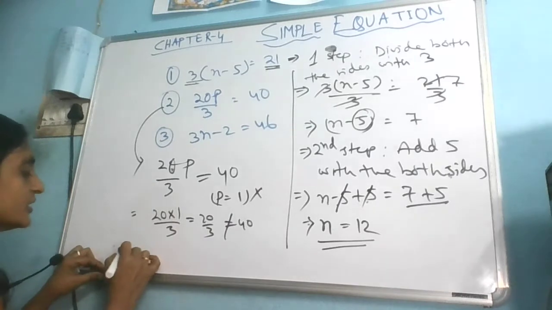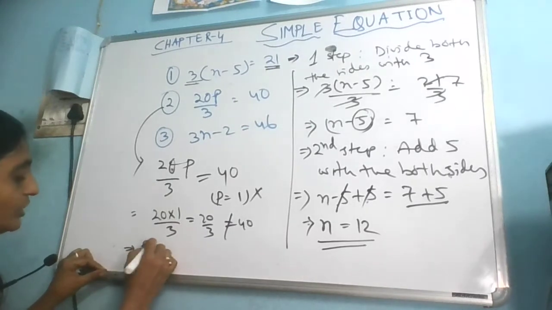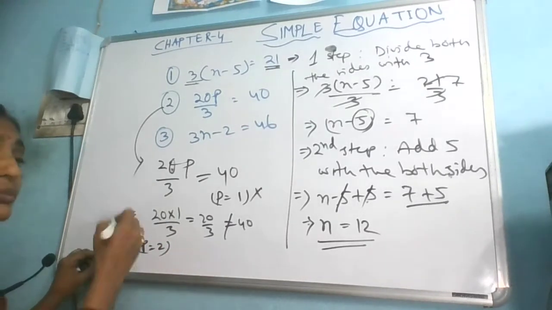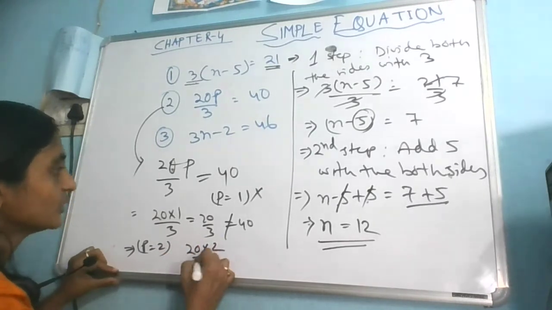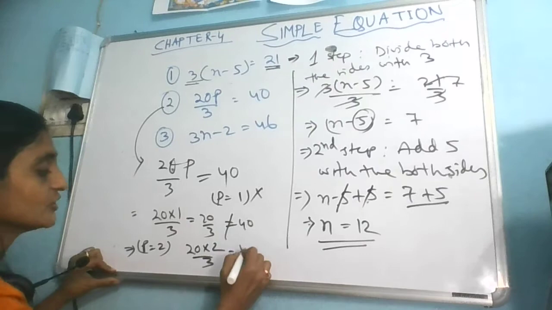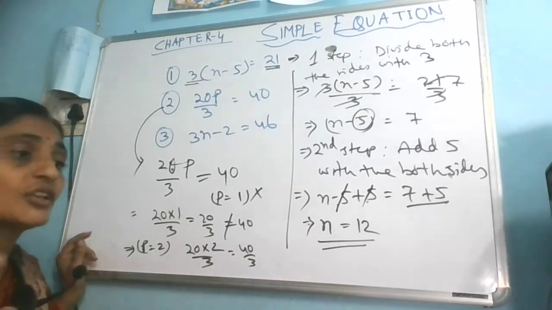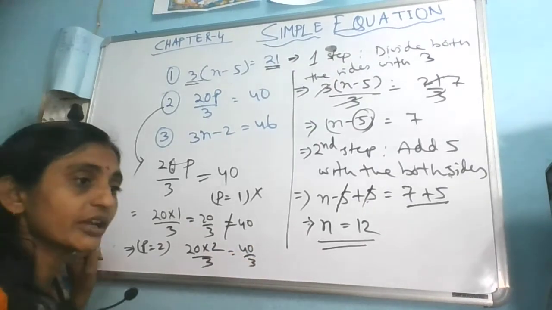So let's take p equal to 2. If I am taking p equal to 2, what will I get? See, it is 20 into 2 by 3. But I will get 40 by 3. Again it is not possible, it's not giving me the correct answer.